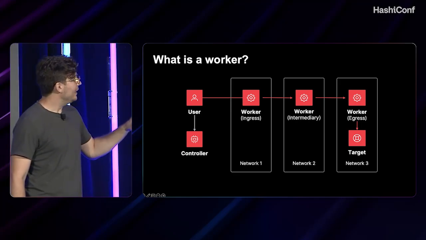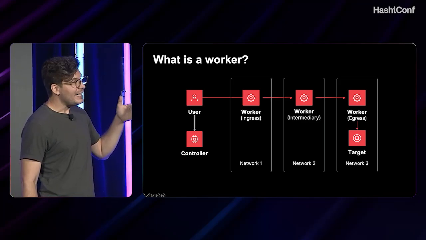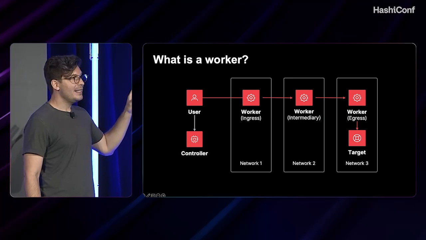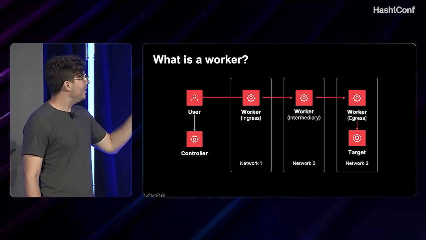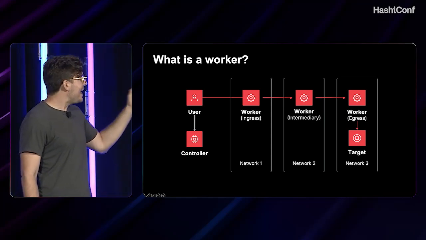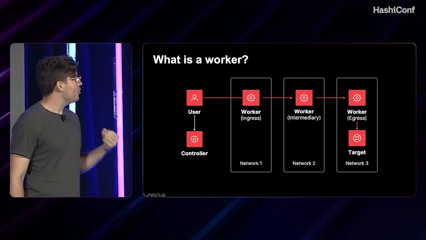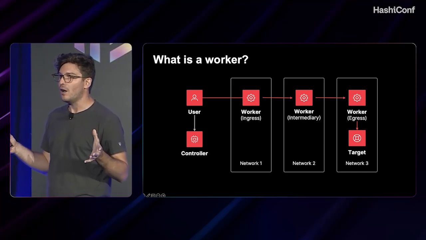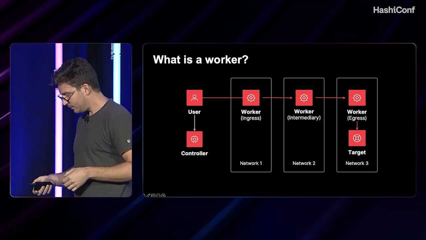We have our target living in the same network as what we call an egress worker. And then we have a couple workers placed in the chain before that. We have an intermediary worker and then an ingress worker that receives that initial connection from the user. And you can have more workers in this chain as well. This is just an example.